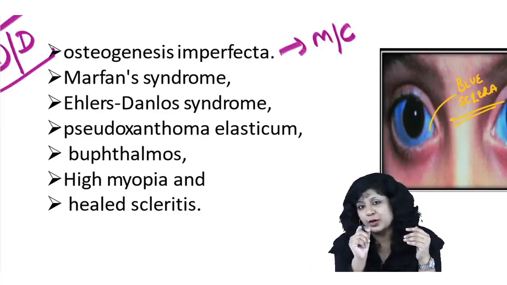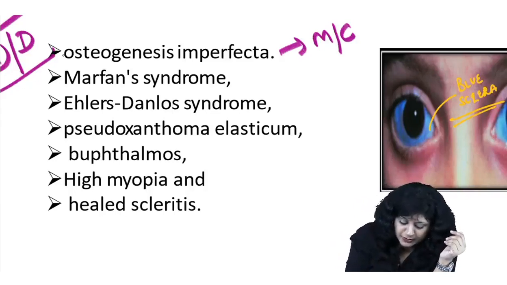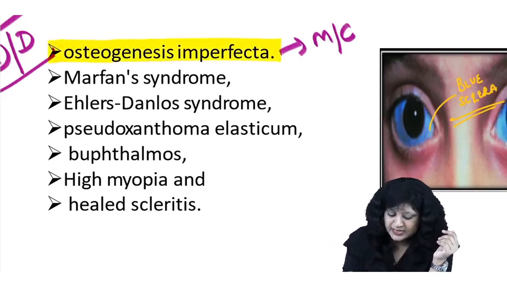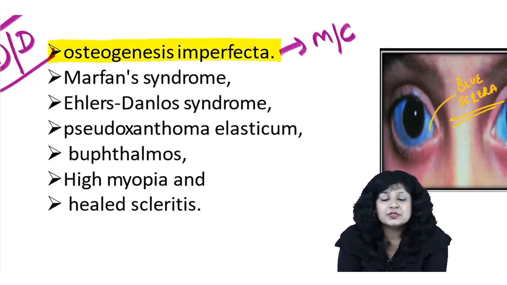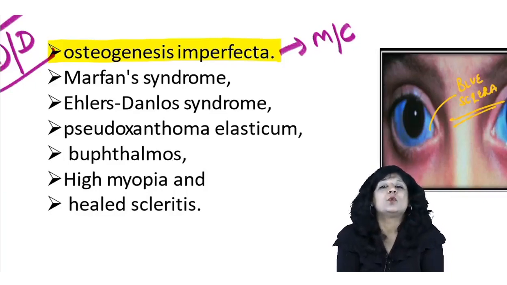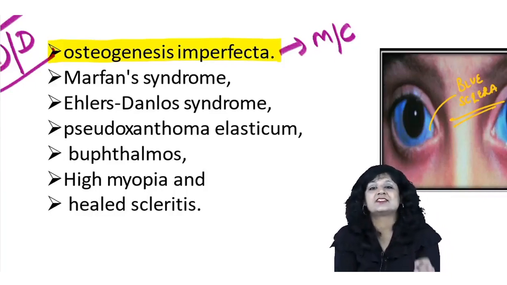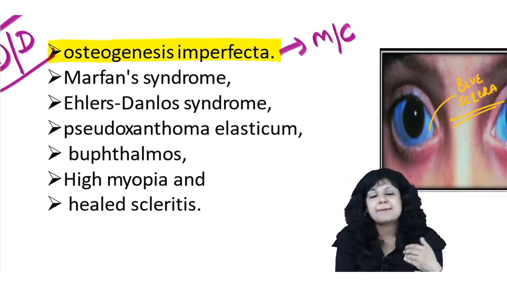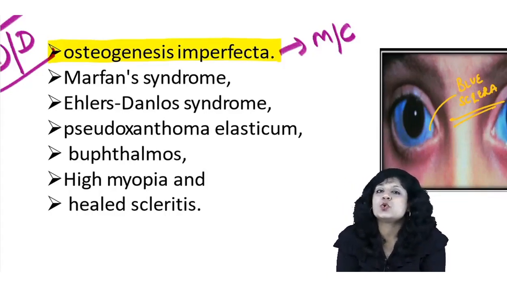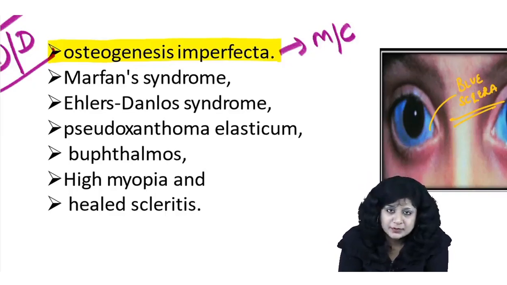So what is the most common cause? If I talk about the most common cause, then it is osteogenesis imperfecta. That is the most common cause. So that is a defective development of the connective tissue. If you look at the word itself, it is saying osteogenesis imperfecta. Imperfect development of the tissue is taking place. That is the most common cause.